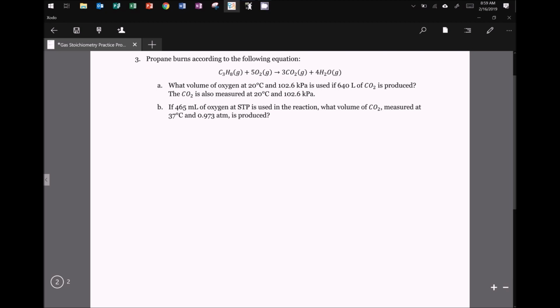Let's go through the final question here. So the final question is saying propane burns according to the following equation. We're lucky this time. It's giving us the equation. We don't have to write it out or balance it.